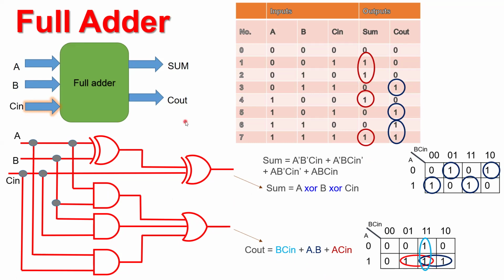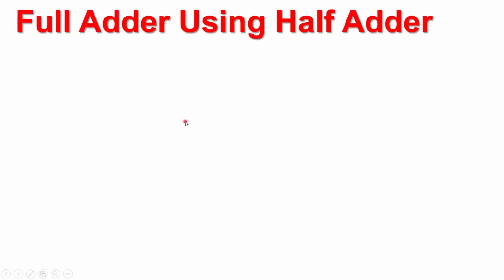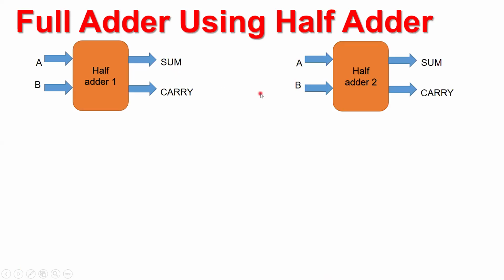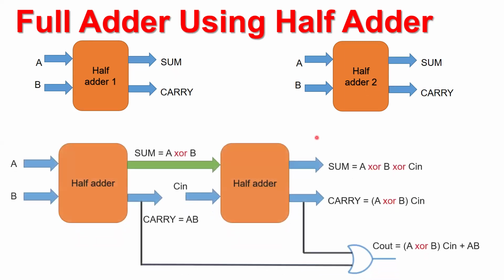So let us move forward. How about implementing the full adder using half adders? For example, we'll use A and B as the two inputs of the half adder. It has two outputs, sum and carry. You use a second half adder section. It has two inputs, A and B, and outputs sum and carry. Now we have to club these two half adders in such a way that it will implement the full adder circuit or full adder logic.